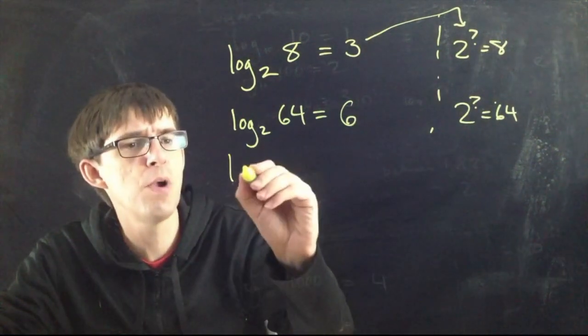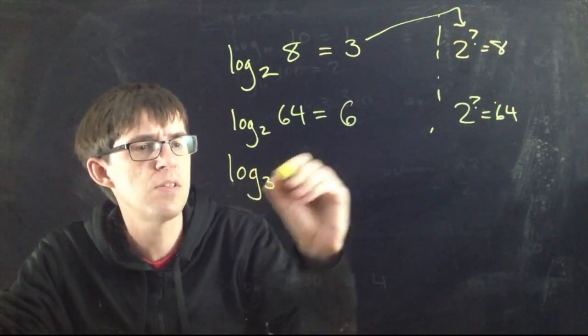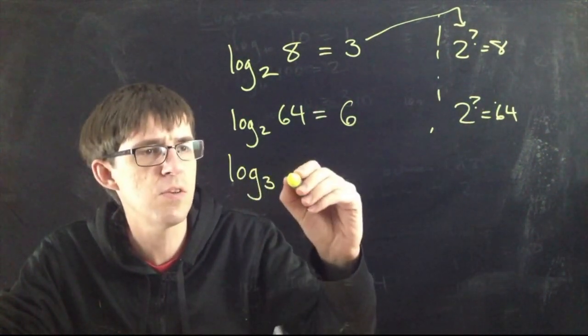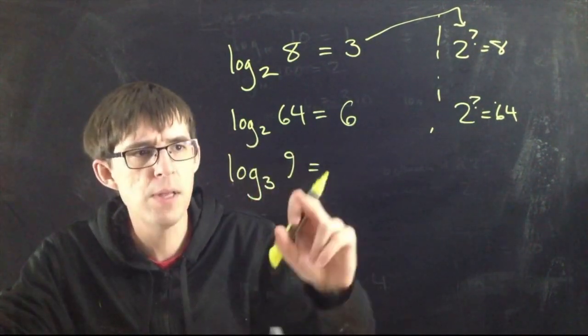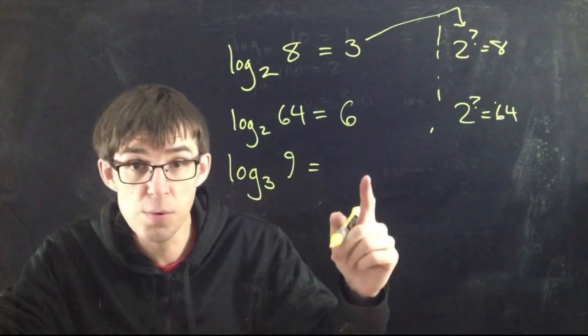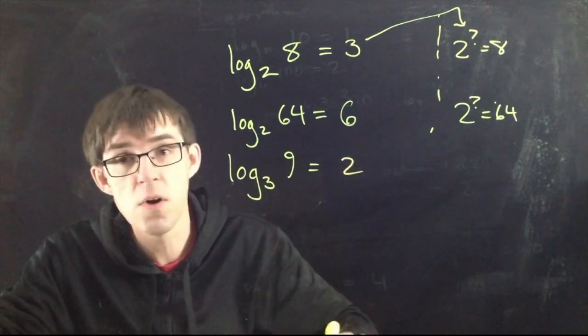How about, here's a weird one. Log base 3, actually, here's one that's not so weird. Log base 3 of 9, what do you say? The question is 3 to what power is 9? And the answer is 2. 3 to the 2 is 9, and so the answer to the log is 2.